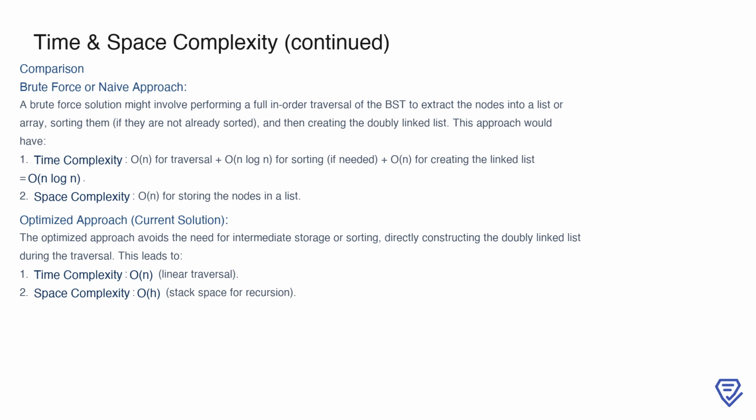In contrast, the optimized approach avoids intermediate storage and sorting altogether. By constructing the doubly linked list directly during the in-order traversal, we achieve a time complexity of O(n) and a space complexity of O(h), where h is the height of the tree. This direct, in-place construction makes the optimized solution significantly more efficient.